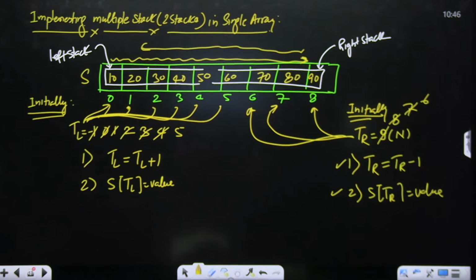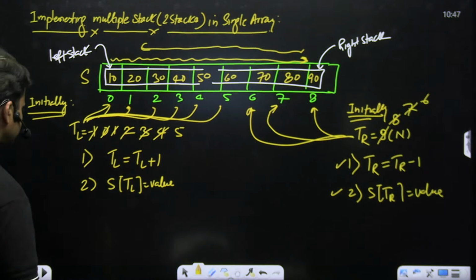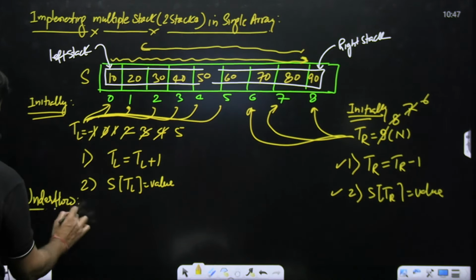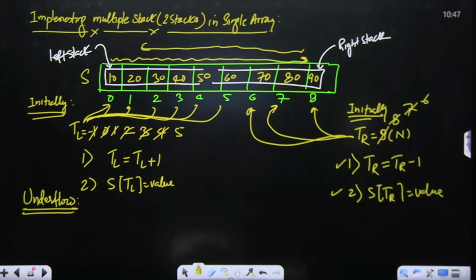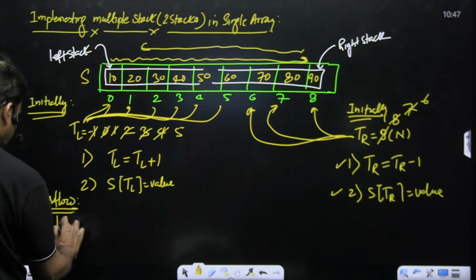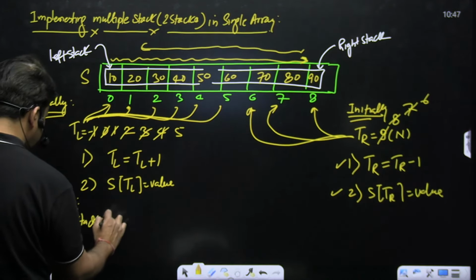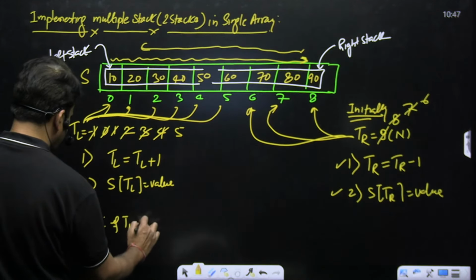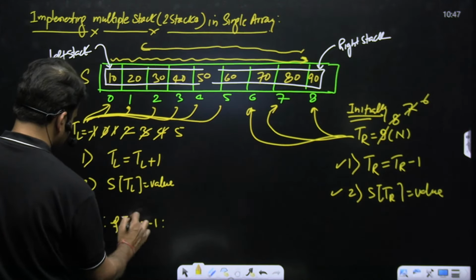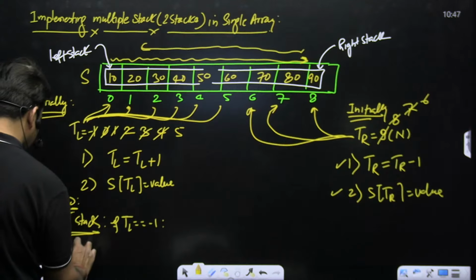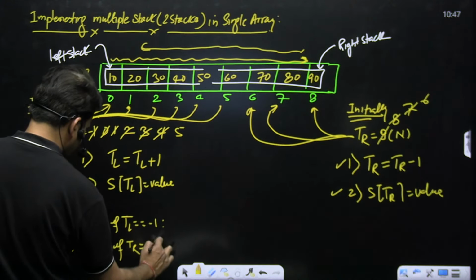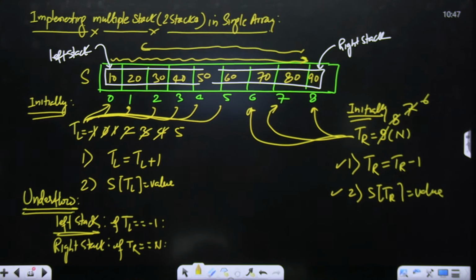Okay. So what are the overflow and underflow conditions, bache? If I talk about the underflow condition in the left stack, bache, in the left stack the underflow condition is if TL equals to what, sir? -1. In the right stack, sir, if tr equals to n, the size of the array. So this is the underflow condition, all right? What about the overflow condition?